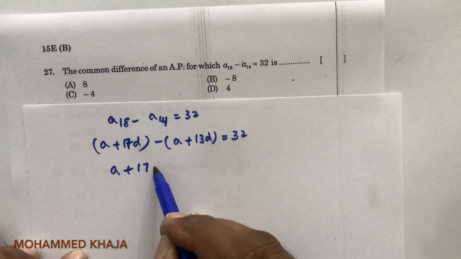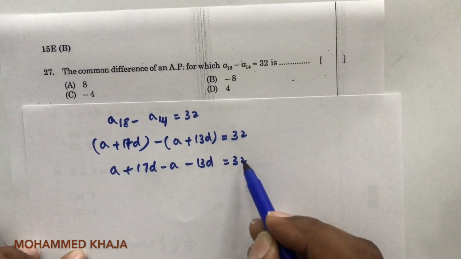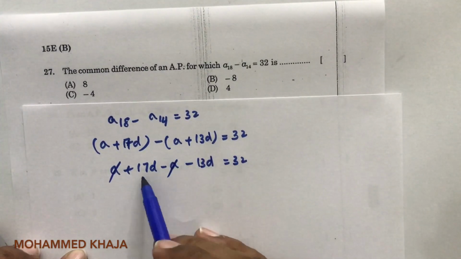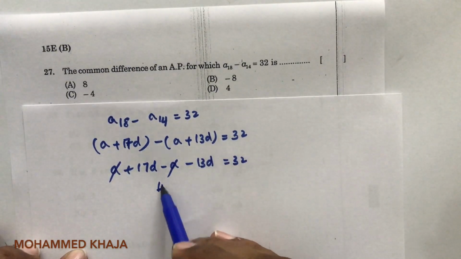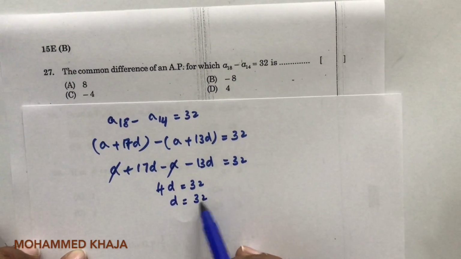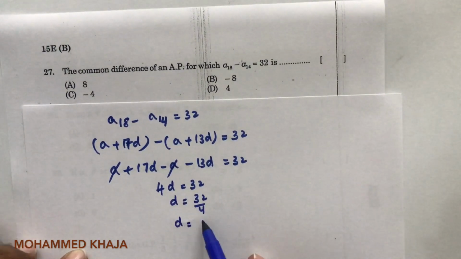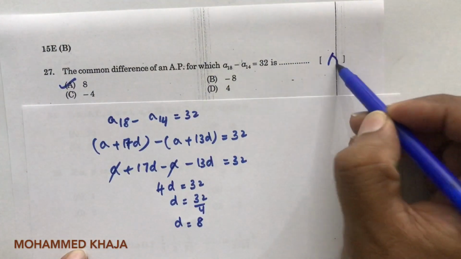a plus 17d minus a minus 13d is 32. a and a will get cancelled. 17 minus 13 is 4d equals 32. So d equals 32 by 4. So the common difference value is 8. So the correct option is A.